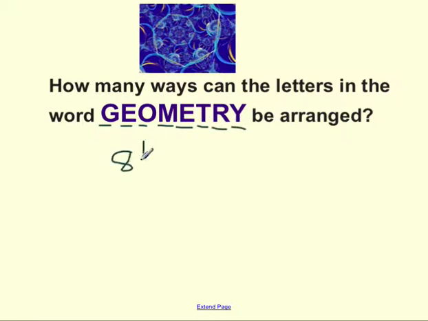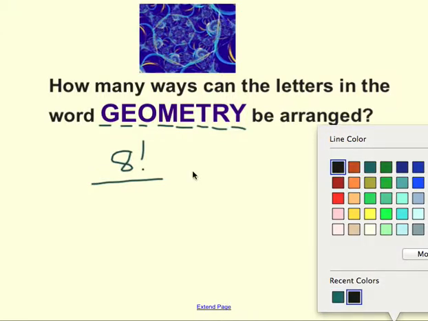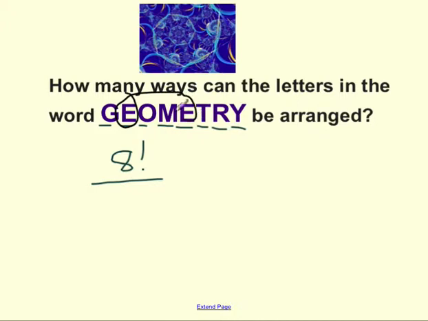So on the top of my fraction, I'm going to have 8 factorial. Then I need to divide by any letter that's repeating, and I need to divide by how many times it's repeating. So I see that E is repeated twice. So for E, I'm going to divide by 2 factorial.